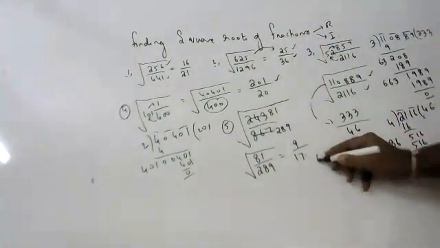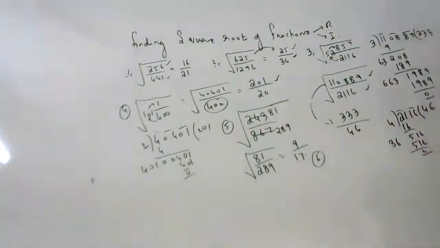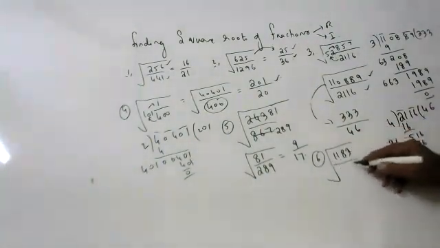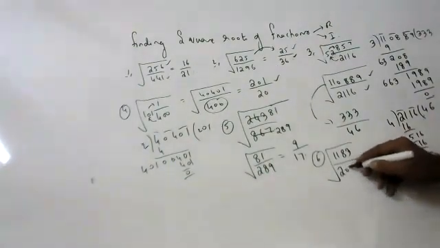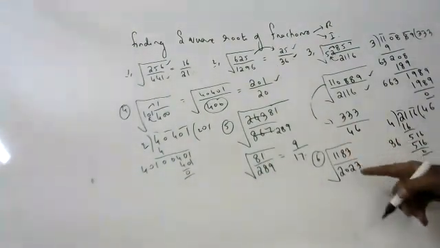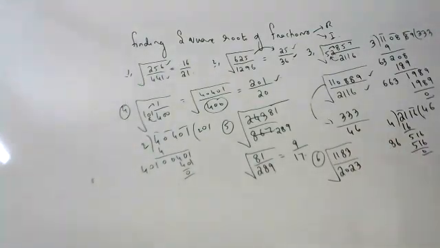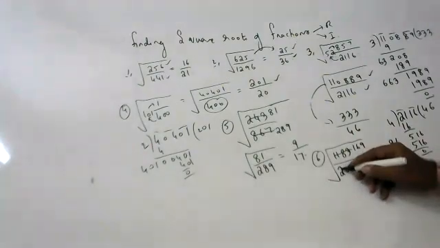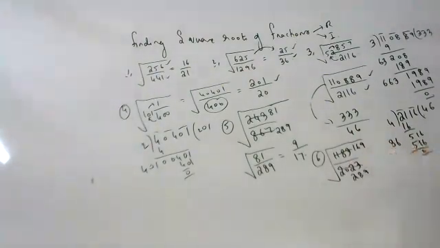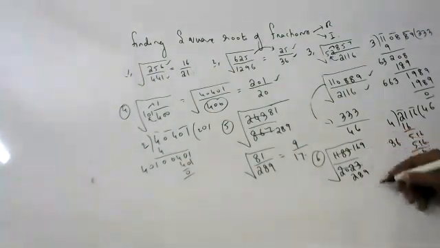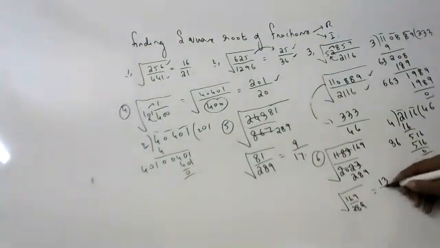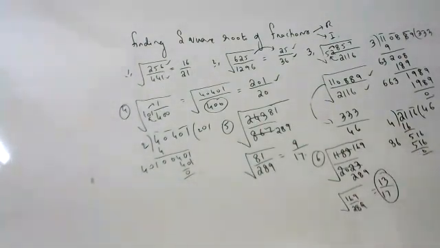Okay, anyone have any confusion? I will do one more simplification. Please see here. What is the square root of 1183 by 2023? Normally, you can simplify that with 7. It becomes 169 by 289. Sometimes it may become difficult for you. So what is the root of 169 by 289? What is the root of 169, children? 13. And what is the root of 289? 17. 13 by 17 is your answer.